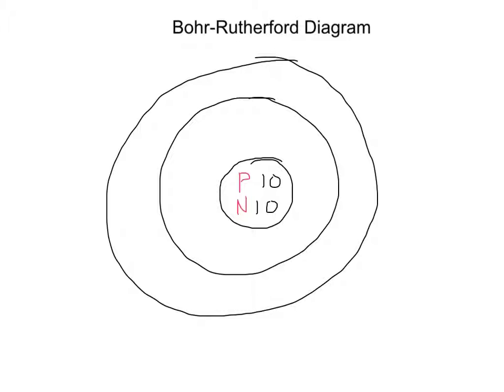And the electrons are always the same as the protons. So there are 10 electrons because there are 10 protons. The electrons are located on the different orbits.